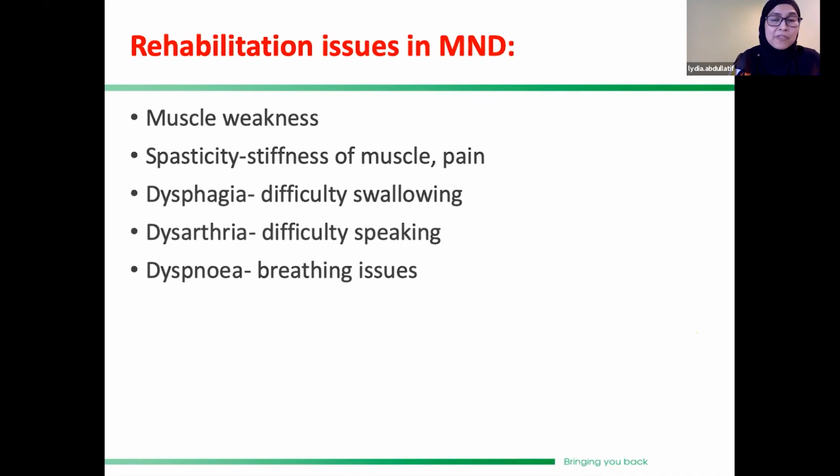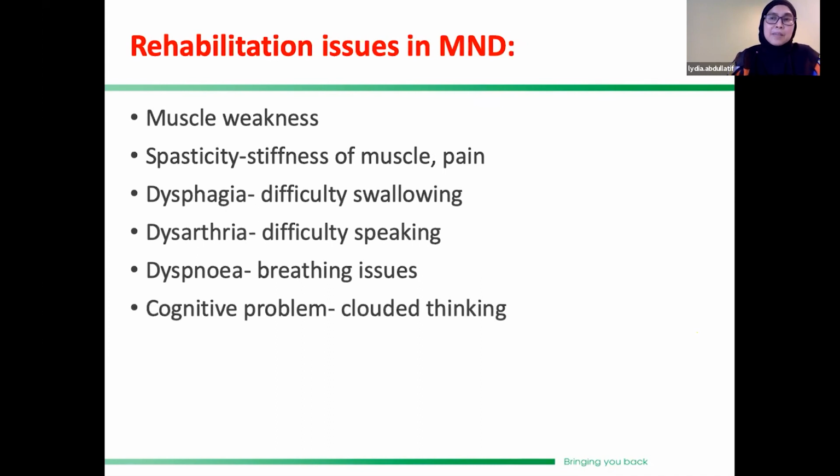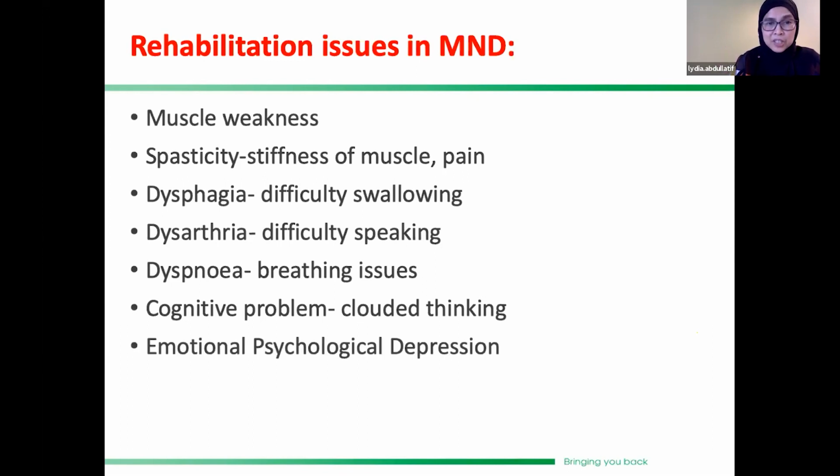They may also have breathing issues at the late stage, where they can present with dyspnea. Some patients even come in complaining of not being able to think straight, what we call clouded thinking. This may indicate that they have problems with their cognitive or higher function, and sometimes they have emotional lability.